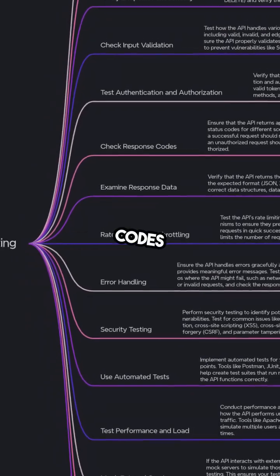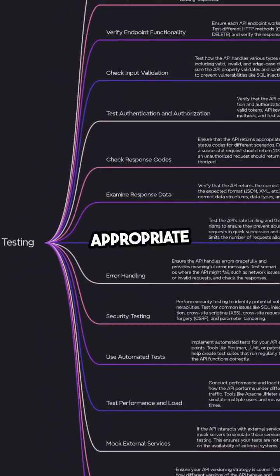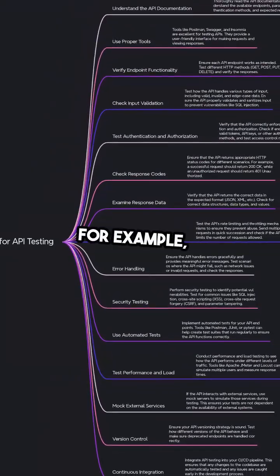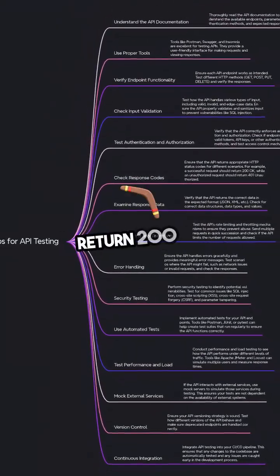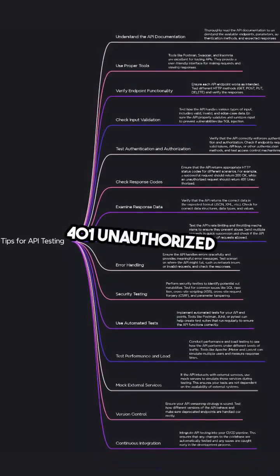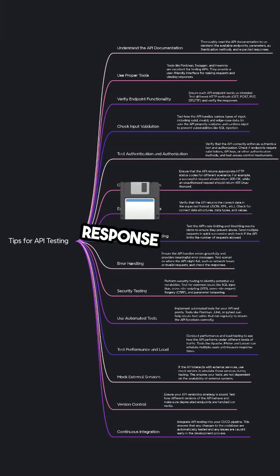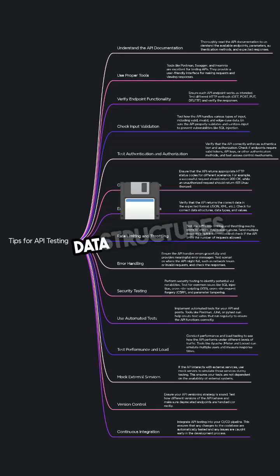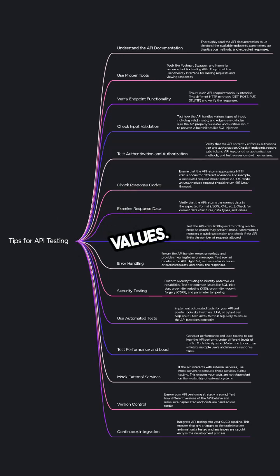Check response codes. Ensure that the API returns appropriate HTTP status codes for different scenarios. For example, a successful request should return 200 OK, while an unauthorized request should return 401 Unauthorized. Examine response data. Verify that the API returns the correct data in the expected format, JSON, XML, etc. Check for correct data structures, data types, and values.